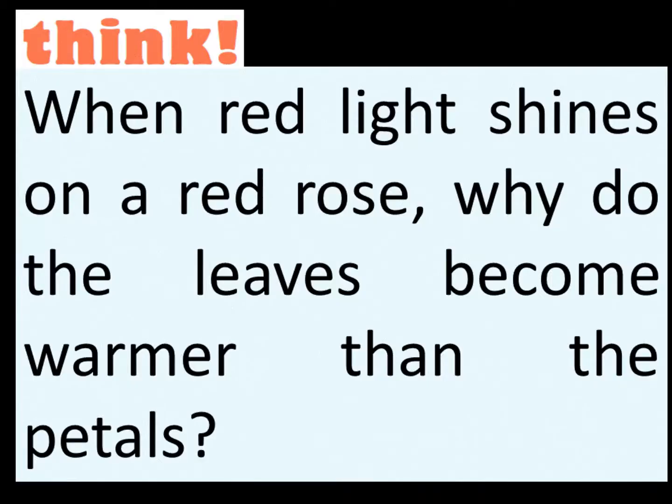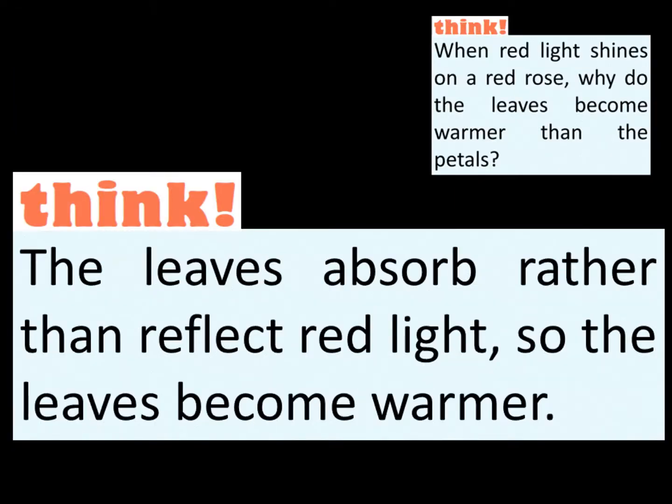When red light shines on a red rose, why do the leaves become warmer than the petals? Well, think about it. Remember, what color are the petals? The petals are red. So the leaves absorb rather than reflect the red light. So the leaves become warmer.